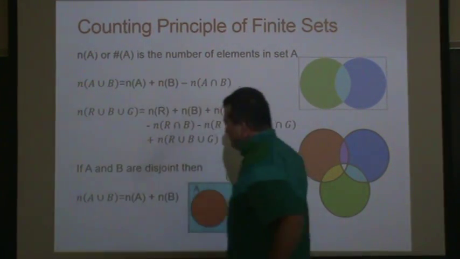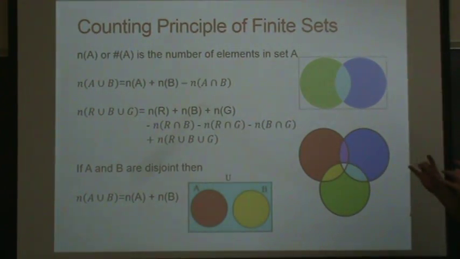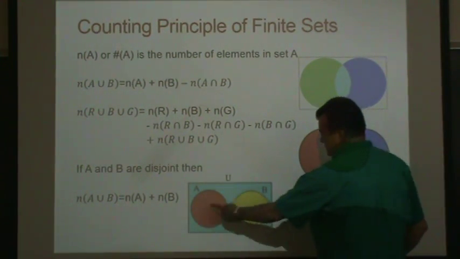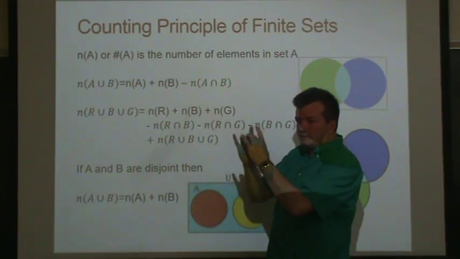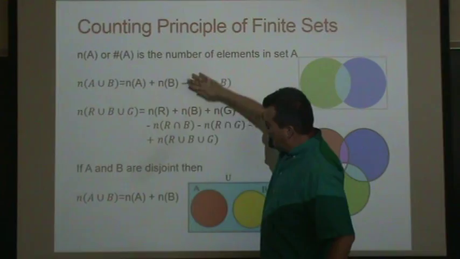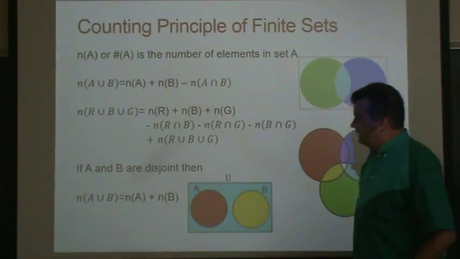Okay, and then if A and B are disjoint sets, if they're 2 separate sets, there's no overlap, then this would be 0, right? The number that is in both would be 0, so we can get rid of that. So if they're disjoint, then we can say that.